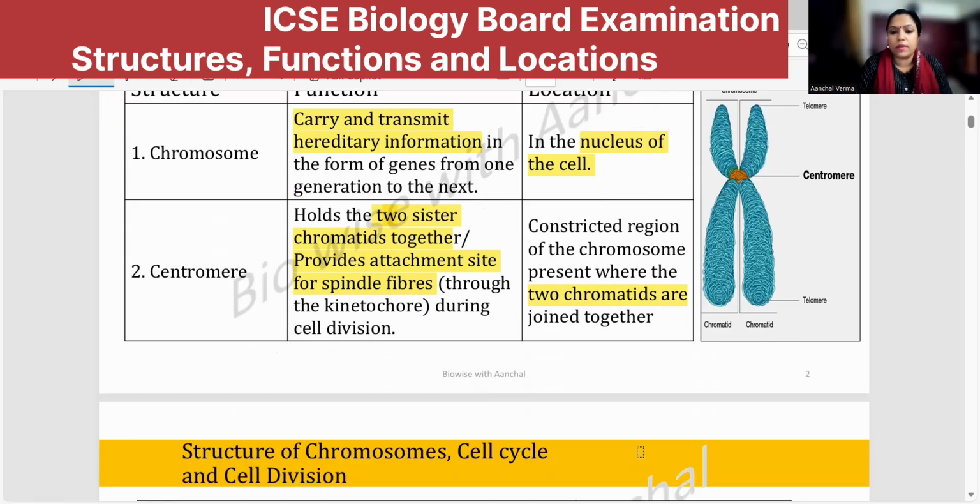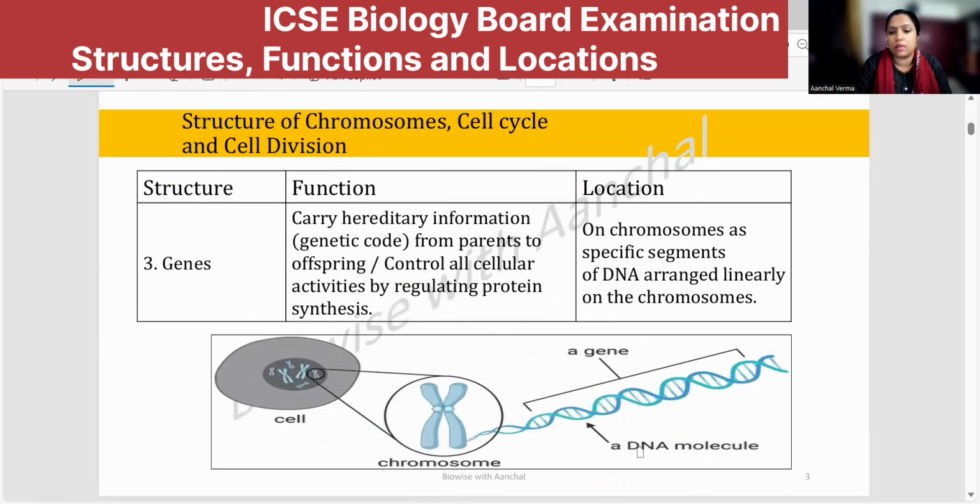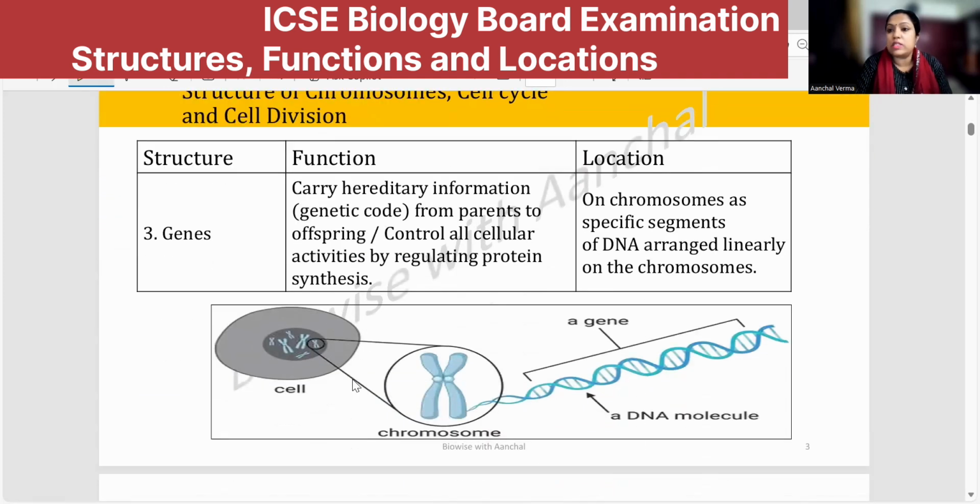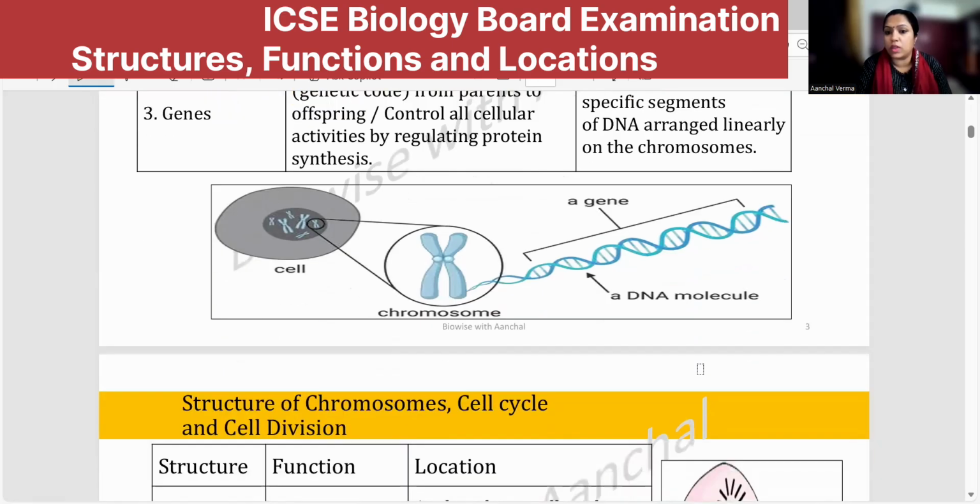Okay, moving ahead. Next topic, that is your genes. What are genes? You know that they are the specific nucleotide sequences. Where are they present? They are present on the chromosomes as specific segments of DNA. And what is the function? It carries genetic material or hereditary information from parents to the offspring, and it also controls all the cellular activities by regulating proteins. You can see here how in the cell, on the chromosomes, the DNA, and on the DNA, there is gene. The diagrams will help you to understand the location better.